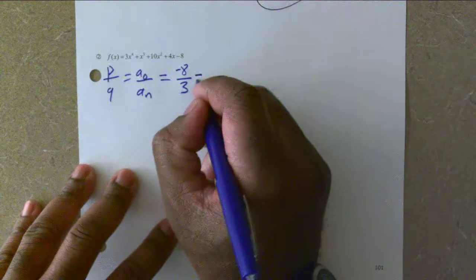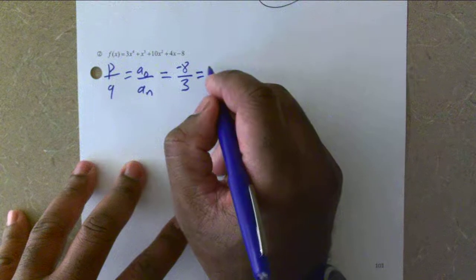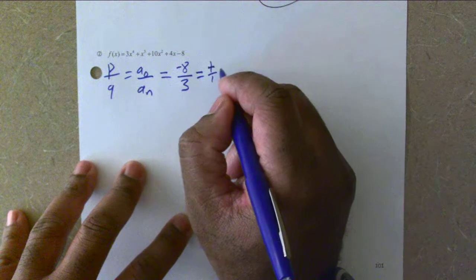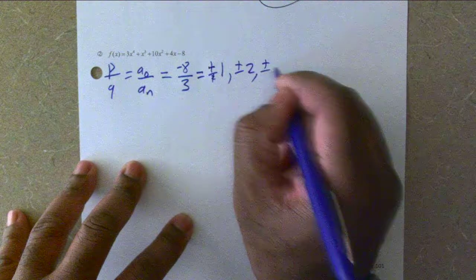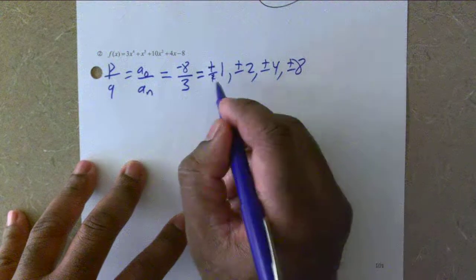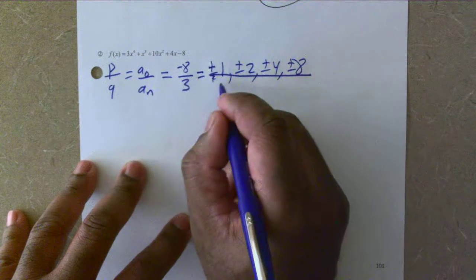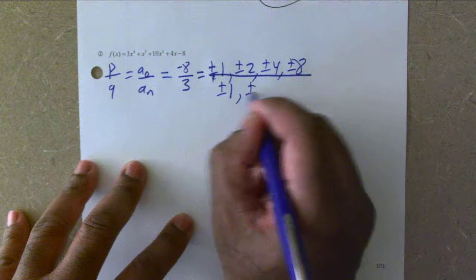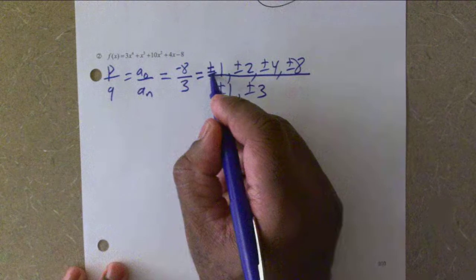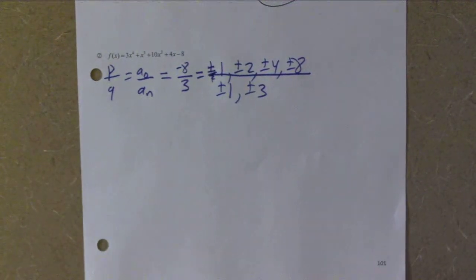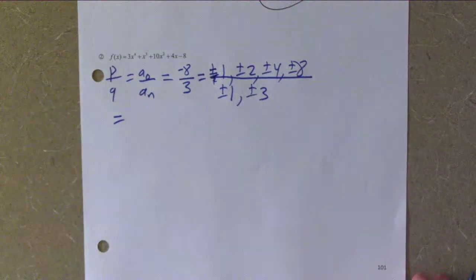And the factors would be positive and -1, positive and -2, positive and -4, and positive and -8. That would be the factors of 8. The factors of 3 are positive and -1 and positive and -3. Okay, now, our next step, we need to write out all of these factors.